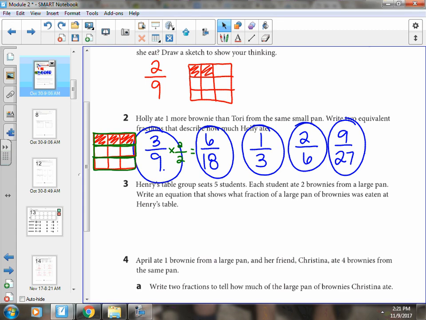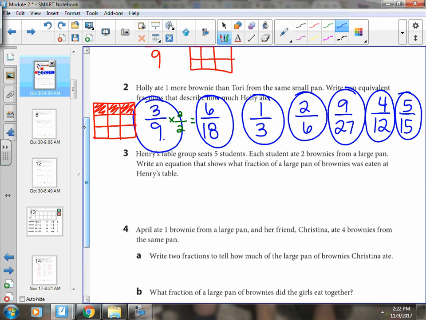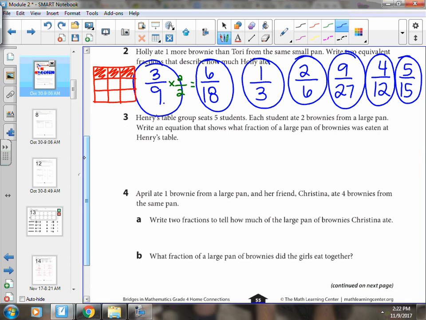So 3 ninths is really the same thing as 1/3, which is the same thing as 2/6, which is the same thing as 6/18, which is the same as 9/27, which is the same thing as 4/12, which is the same thing as 5/15. All of these would be equivalent fractions, and I could go on infinitely. Okay, so as long as you have something that's equivalent to 3 ninths or equivalent to 1/3, you're good to go. Number 3, Henry's table group seats 5 kids.